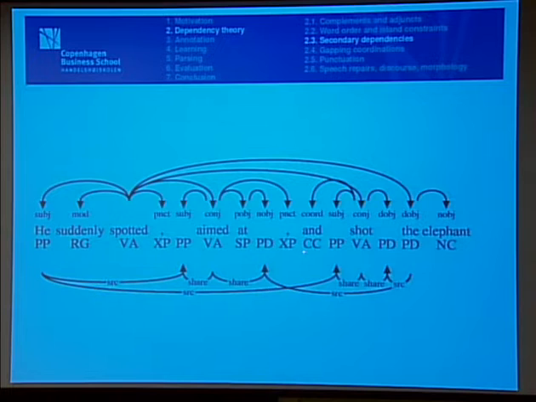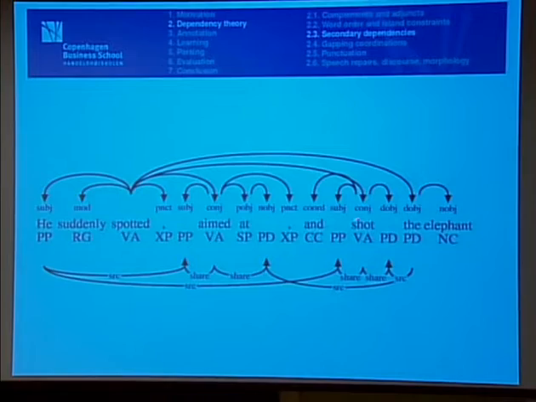You can account for coordinations where you have ellipses. Basically, you share dependents at the periphery. "He" is shared by "spotted," "aimed at," and "shot." And "the elephant" is also shared by all these three words, and you need to account for that.